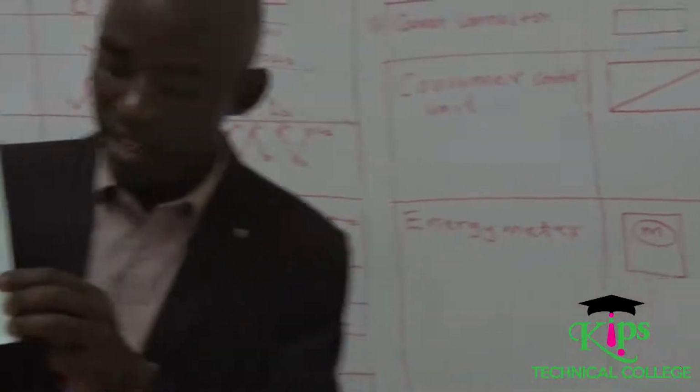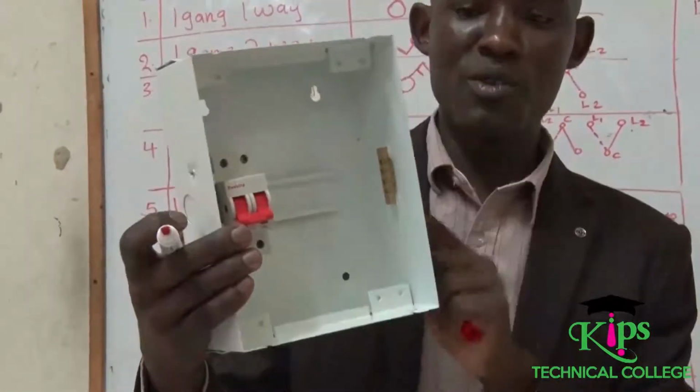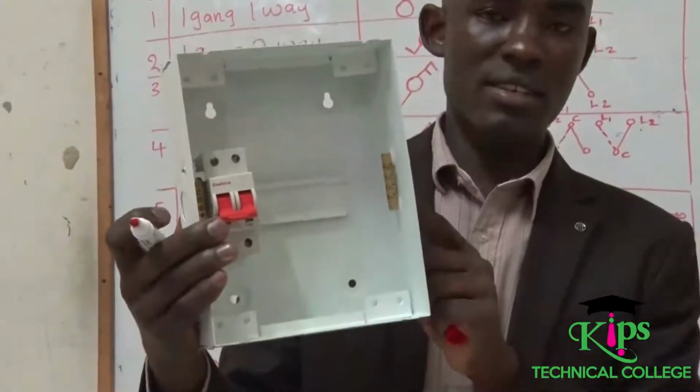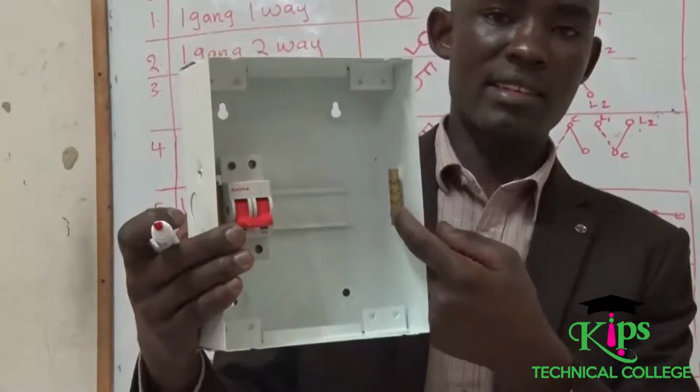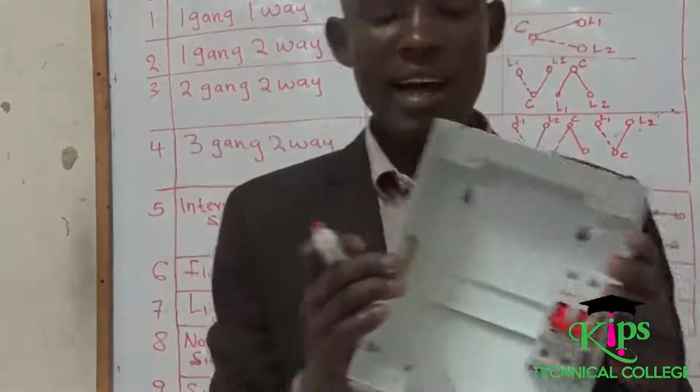This is called the earth terminal. The earth terminal is always linked to the consumer. You see, it is directly touching the consumer box. So that is called the earth terminal. The next terminal we have is the earth.